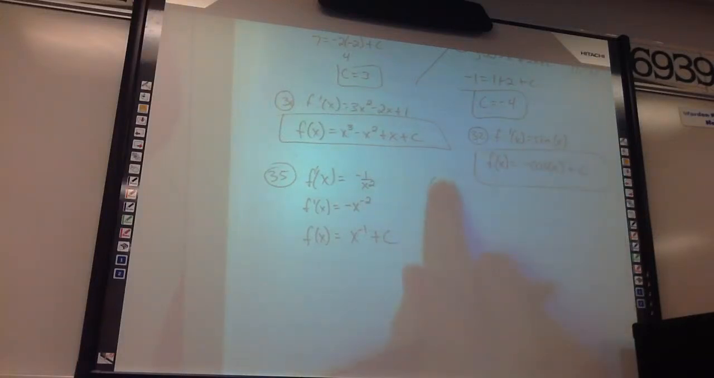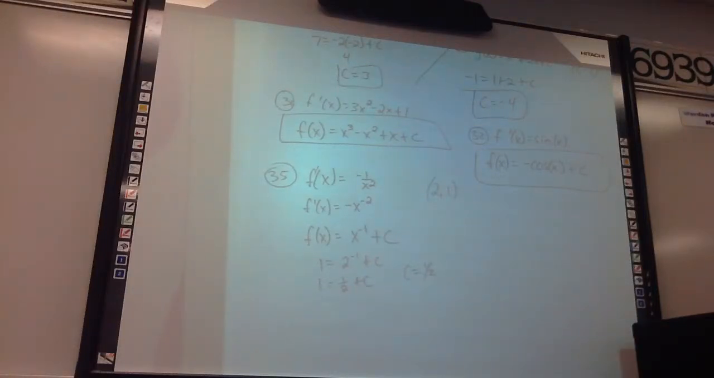So now it's just like the quick review problems. x needs to be 2, y needs to be 1, so what's C need to be? 1 equals 2 to the negative 1 plus C. So that's a half. Subtract a half, C equals a half.